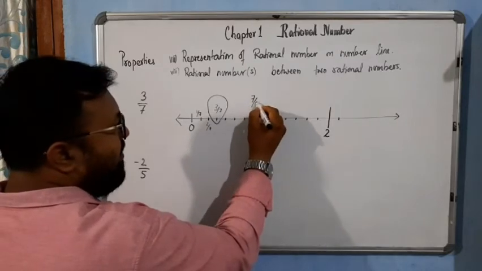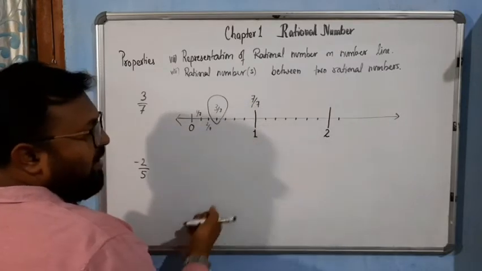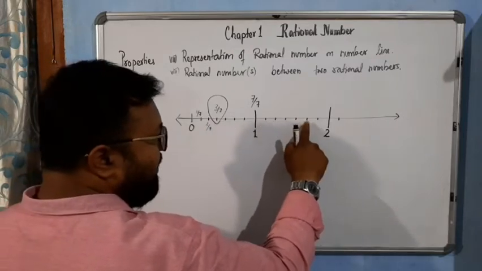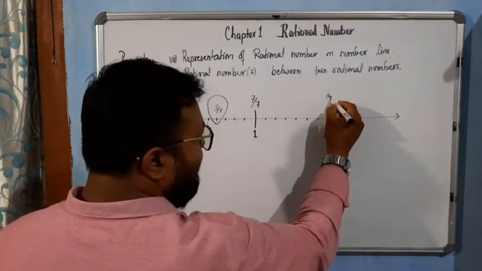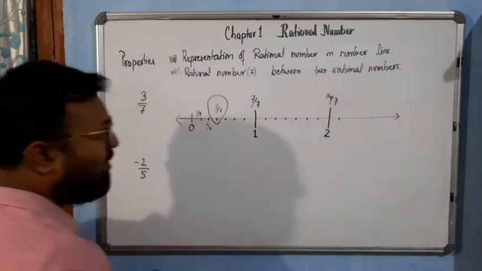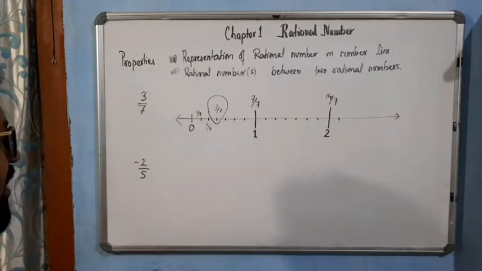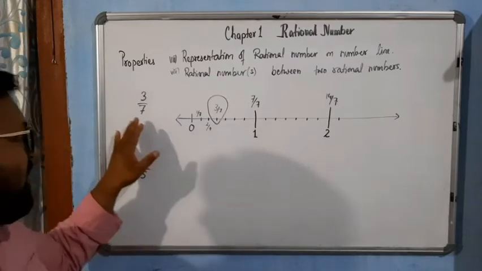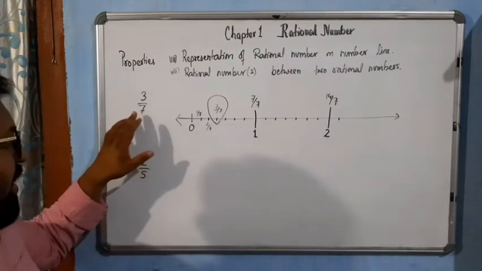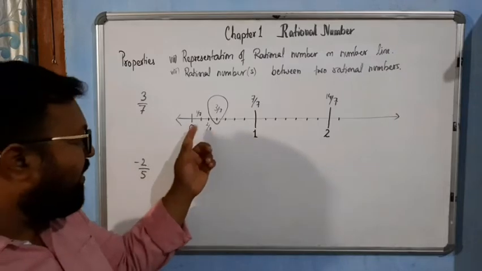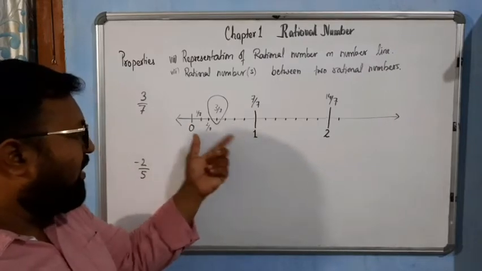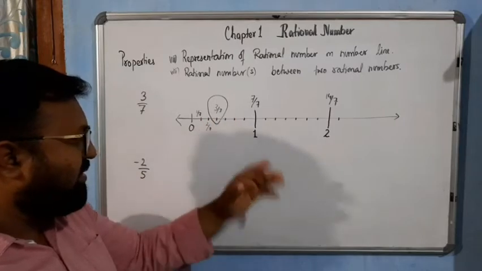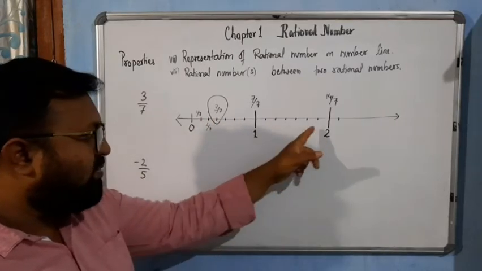This is 7 by 7 gives you 1, ultimately 8, 9, 10 by 7, 11 by 7, then 12, 13, then 14 by 7, 14 by 7 gives you 2. So whenever you try to plot a rational number on a number line, please go through the denominator first, and according to the denominator we will divide each unit. Here it is 7, so each unit is divided into 7 small divisions.